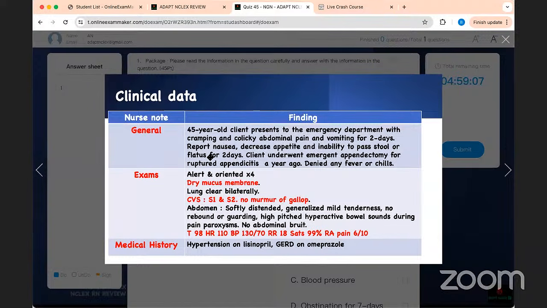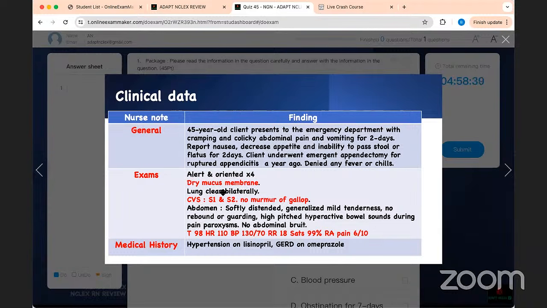This is the first case. It's one case, but it's a lot of it. You have a 45-year-old client present to the emergency department, cramping and colicky abdominal pain and vomiting for 2 days. Client reports nausea, decreased appetite, inability to pass stool or flatus for 2 days. Client underwent emergent appendectomy for ruptured appendicitis a year ago. Denies any fever or chills.